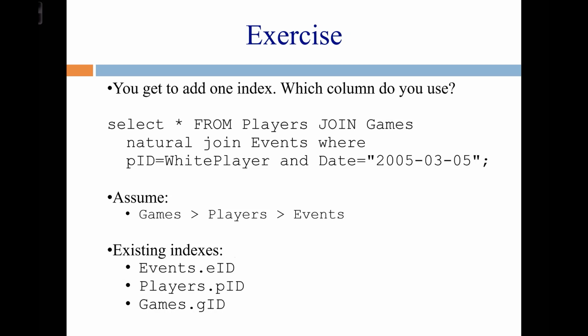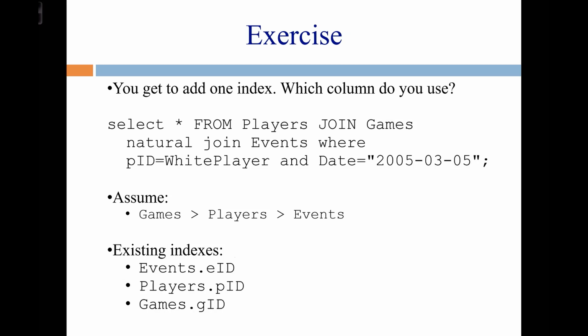So instead of deciding what the plan generator is going to do, this time we get to add an index in order to help the plan generator make a better plan. So which index should we add in order to improve it the most? Here's the query we're doing, and it's on the chess database, and I'll show those tables in a second to give more context. But basically we want to find all people who played as the white player on a certain date. We're going to assume that games is larger than players, and players is larger than events, both in terms of number of rows and number of pages.